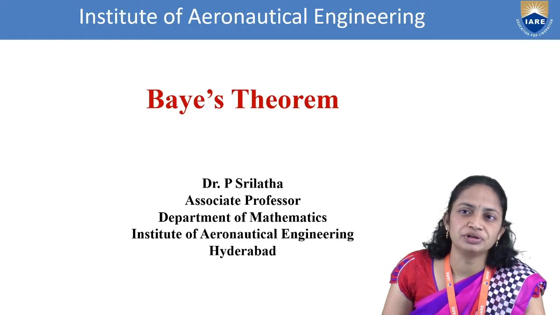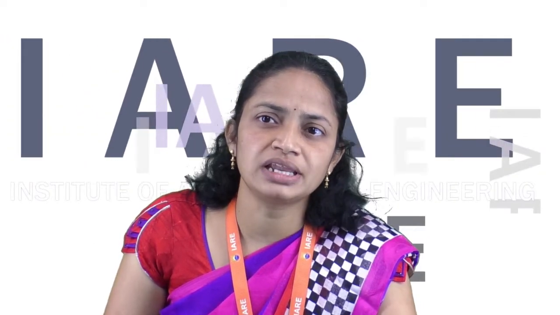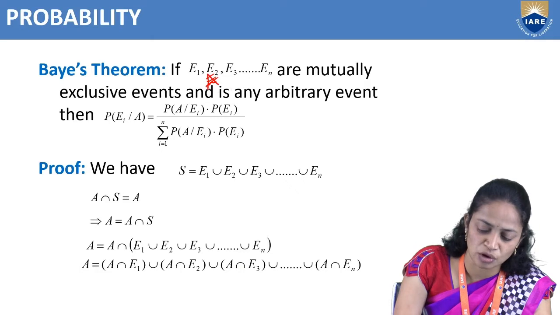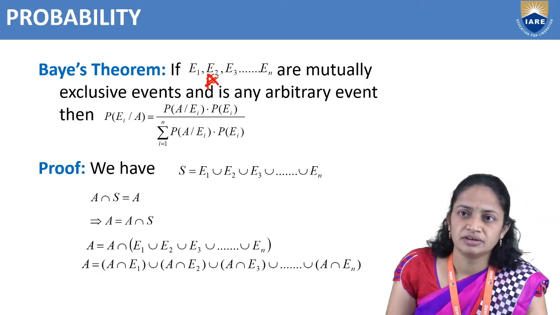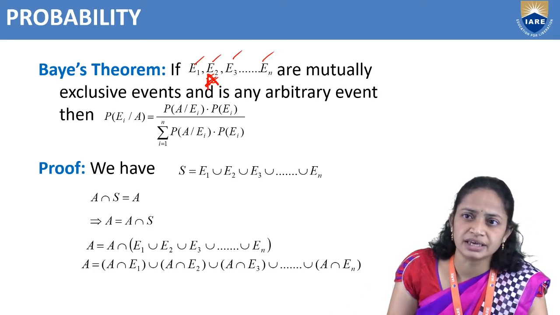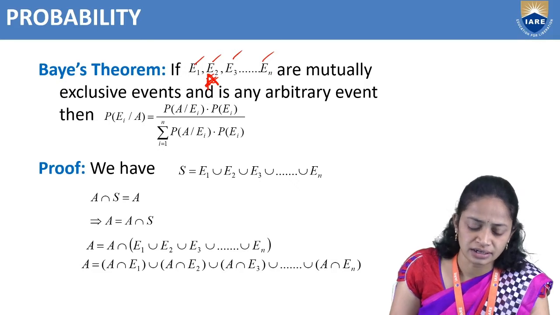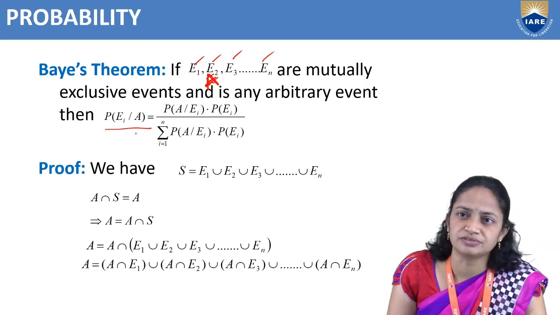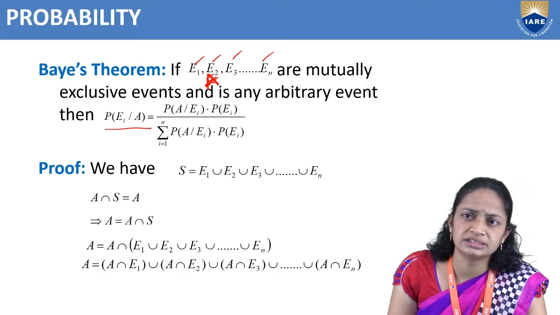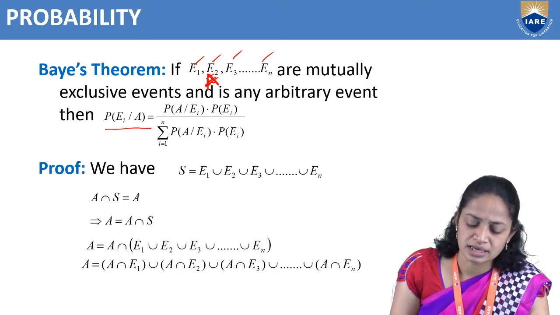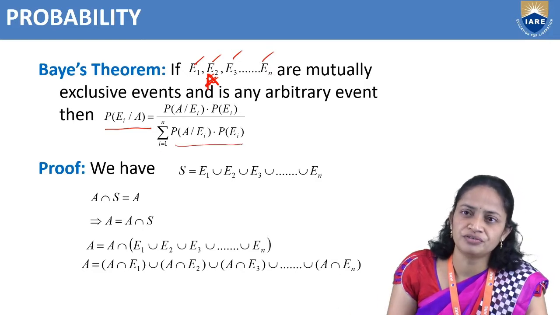In this session, I am going to discuss Bayes theorem. So, what is Bayes theorem? The Bayes theorem statement is: if E1, E2, E3 and so on up to En are mutually exclusive events and A is any arbitrary event, then probability of Ei given A equals probability of A given Ei into P of Ei, divided by the summation i equal to 1 to n of probability of A given Ei into P of Ei.